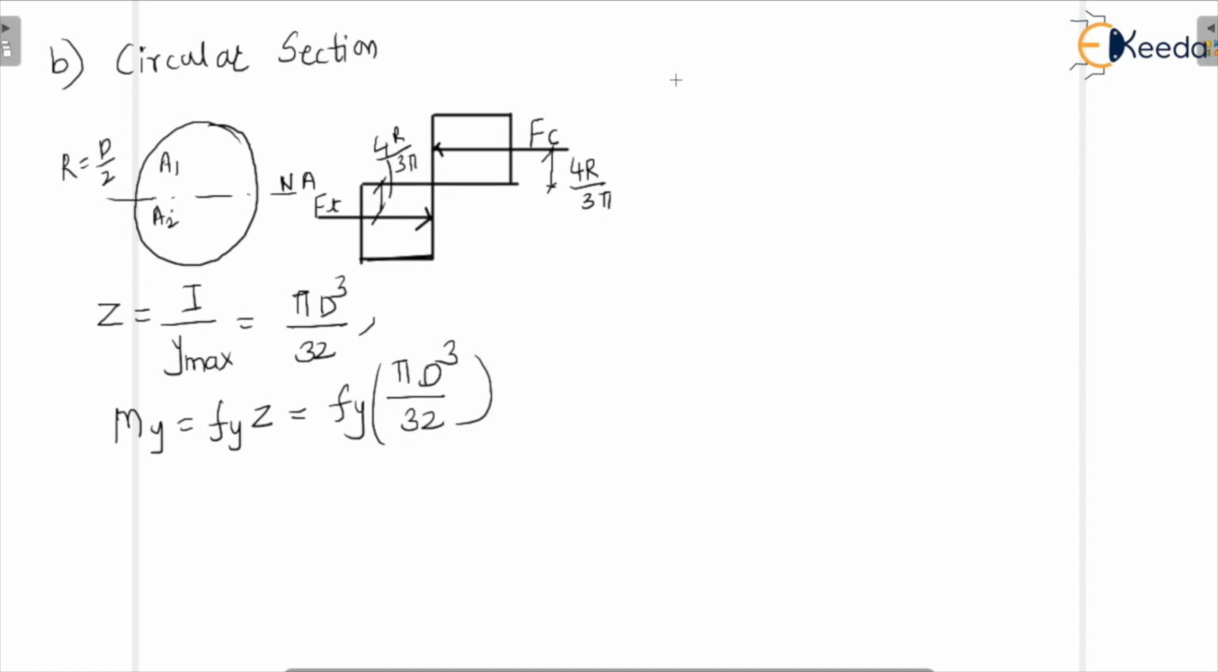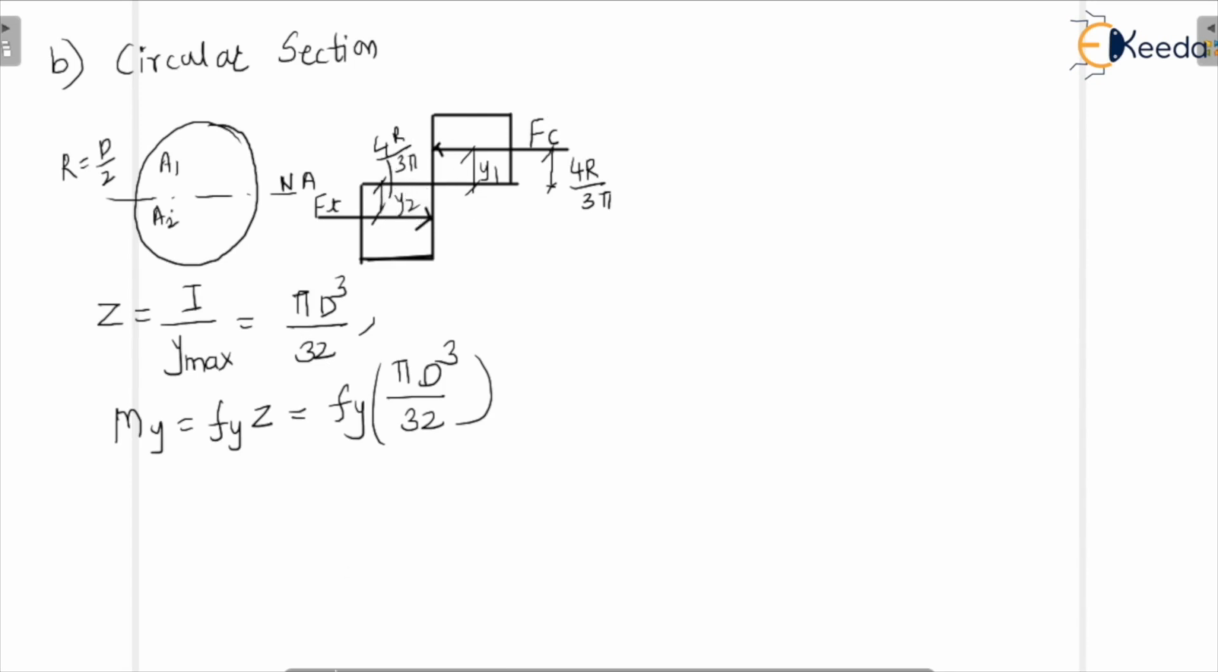Now the plastic neutral axis divides the given section into two halves. Hence it passes through the diametrical section, as shown in the figure. So the CG of the compressive area is at Y1, which is 4r by 3 pi, above the diametrical section. The CG of the tensile area is at Y2 equal to 4r by 3 pi below the diametrical section. So this is Y2, 4r by 3 pi.